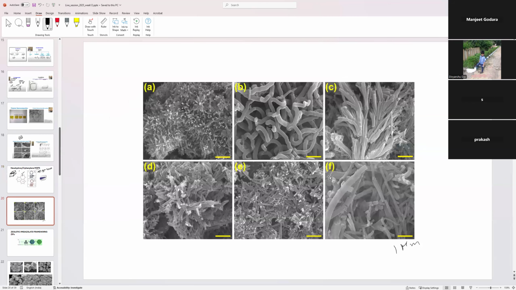This is some copper and nickel based HHTP MOFs. So they have different ratios. This is purely nickel. This is purely copper, and this is cobalt. So nickel forms very small ones. This is 100 nanometer scale.